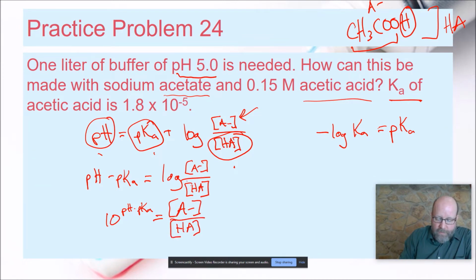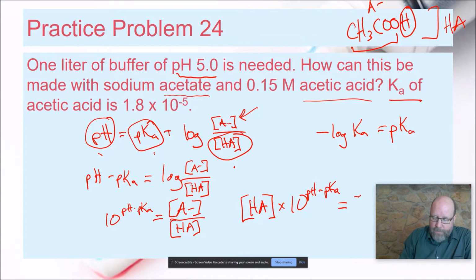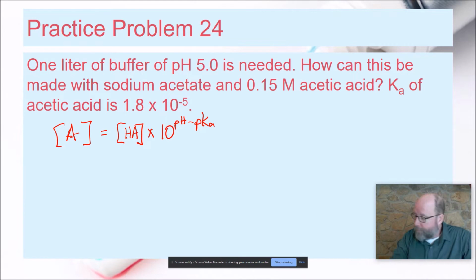Now we have the concentration of the acid already. It's 0.15 molar acetic acid. So we're going to multiply that by both sides. So we're going to have the concentration of our acetic acid times 10 to the pH minus the pKa. That's going to equal the concentration of our conjugate base. I need a little more room to do this. From there, we've tidied that up. So let's put in some values here.